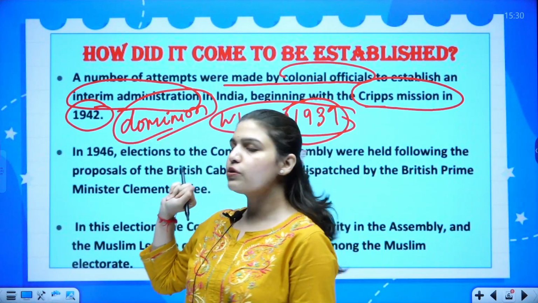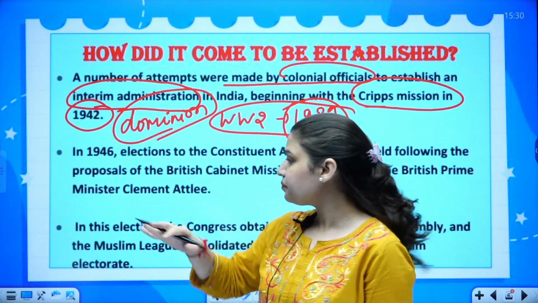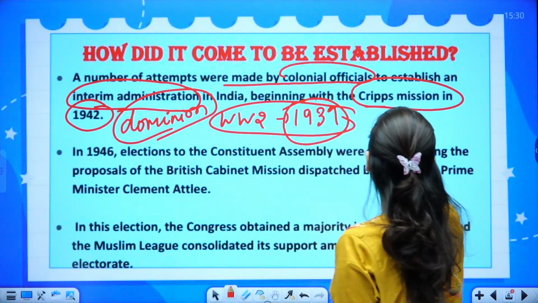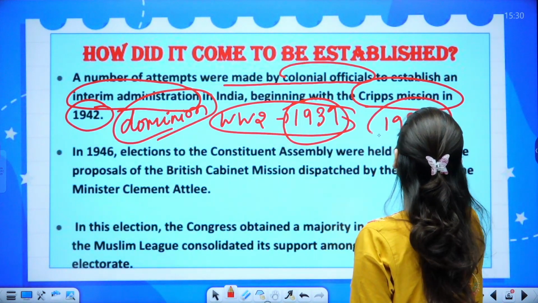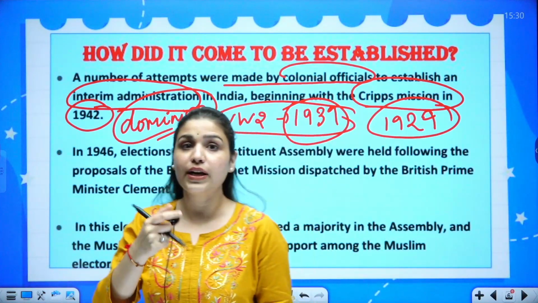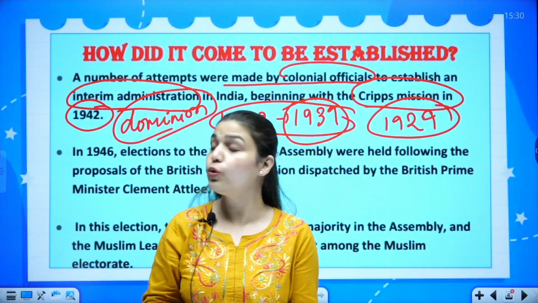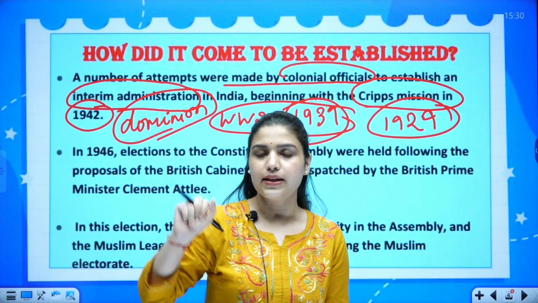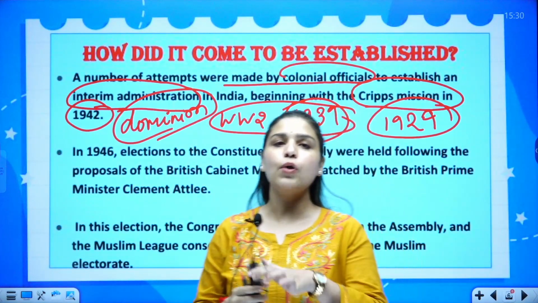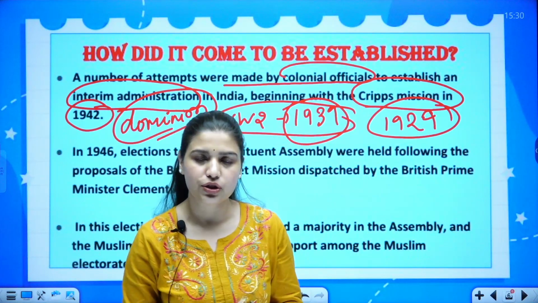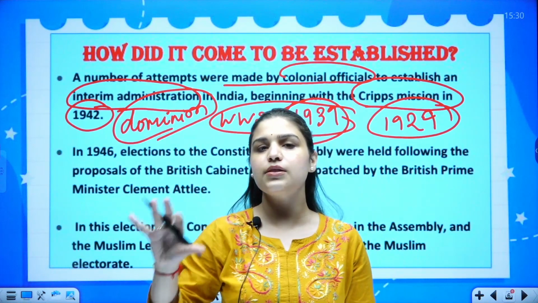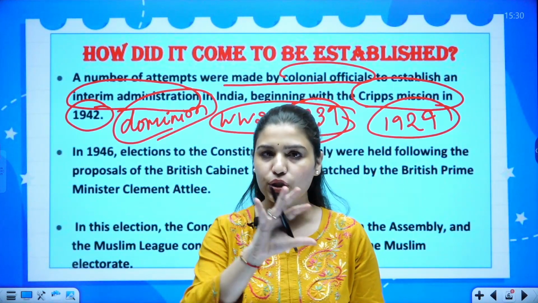But this Cripps mission was rejected because it promised to give this dominion status. After the Purna Swaraj resolution was passed in 1929, where the demand was complete independence, we don't want dominion status, we want to be a sovereign nation, we want complete independence from the Britishers' rule. So this is a major reason why dominion status was rejected, and why the Cripps mission was rejected.